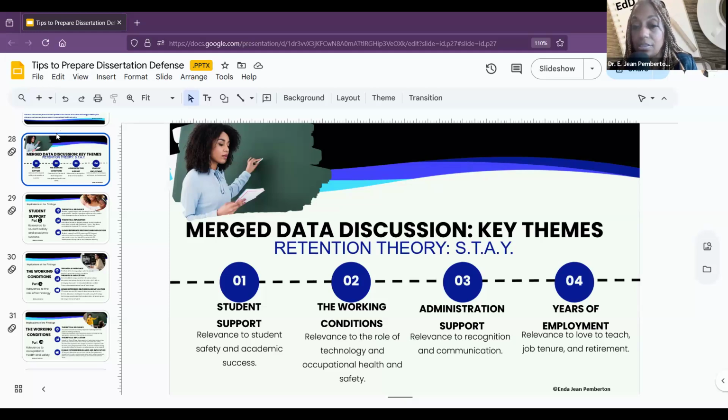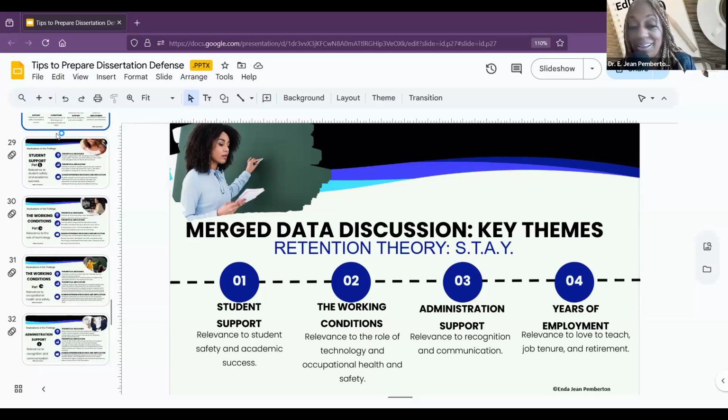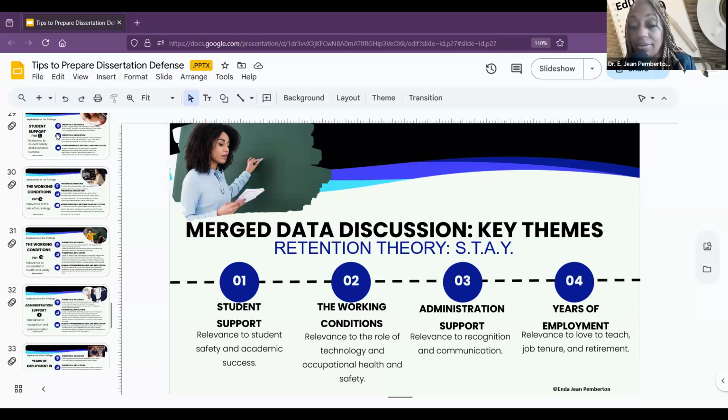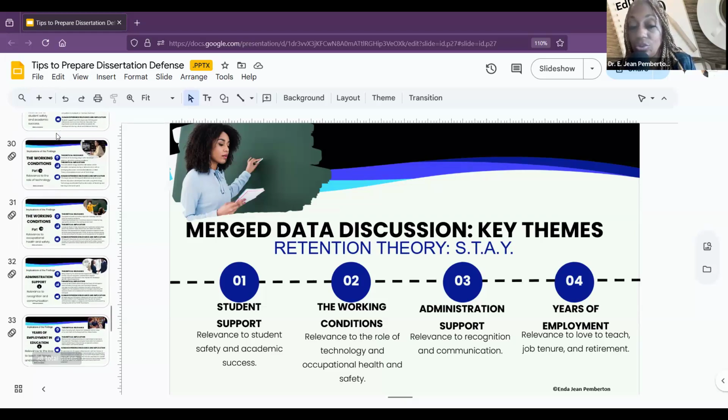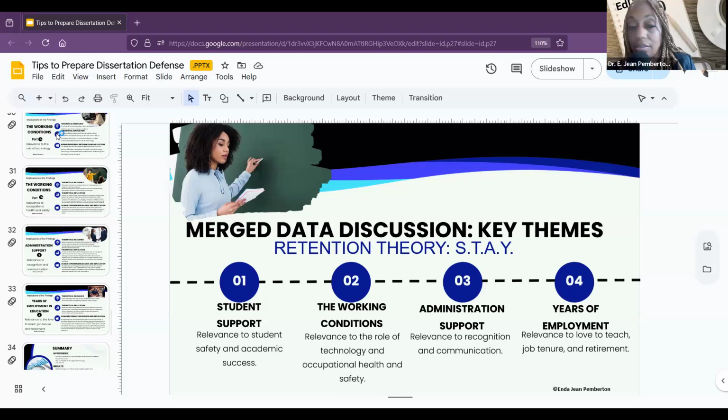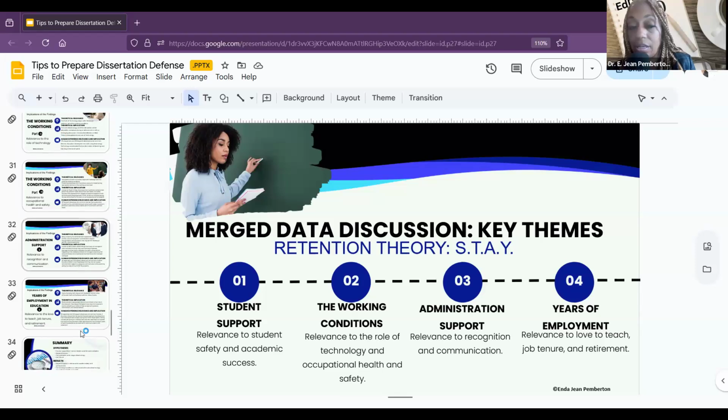My retention theory is STAY. As you can see, and it's already published, that's why I'm sharing it now. I wanted to wait before I shared this to make sure it's published. That was my theory on finding factors that motivated Black educators to stay and teach at a K through 12 school during a national crisis. And so, my retention theory is what I came up with at the end of my research.